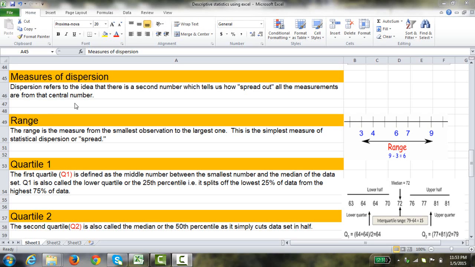We will start with range. The range is the measure from the smallest observation to the largest one. This is the simplest measure of the statistical dispersion or the spread.